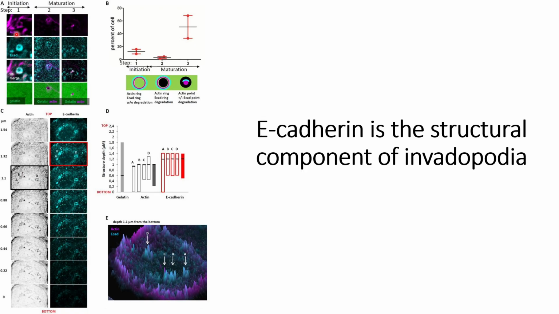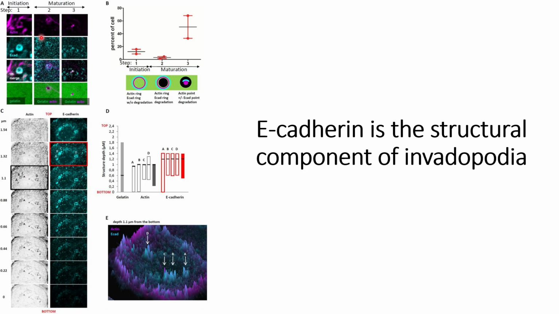In initiation, we can see that E-cadherin is formed and actin also starts to form around the cells, and here the gelatin has not been broken down. But after some time, maturation occurs and the number of cells that have these actin and E-cadherin rings goes down. That is, degradation starts, and we can see that in the degradation of the gelatin.